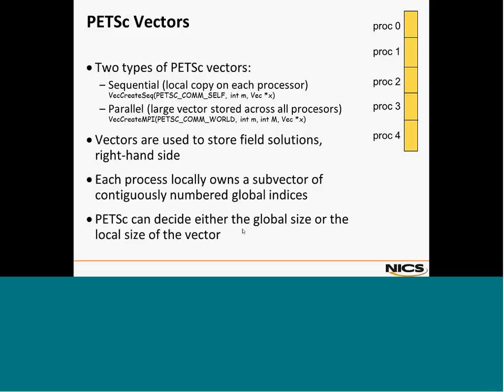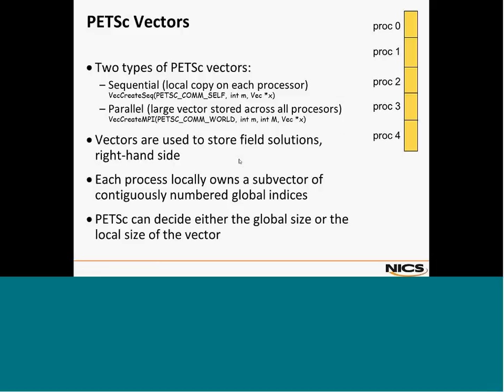PETSc vectors. You can have sequential vectors, where there is a local copy on this processor, or you can have parallel vectors, where vectors are spread across all processors. The function to create each of these is different. The parallel one is created using MPI. In this case, for example, some of the vector is stored in processor 0 and some part in processor 1, etc.